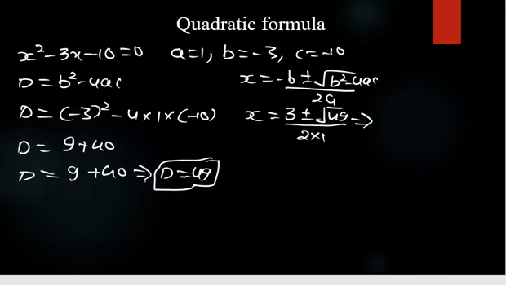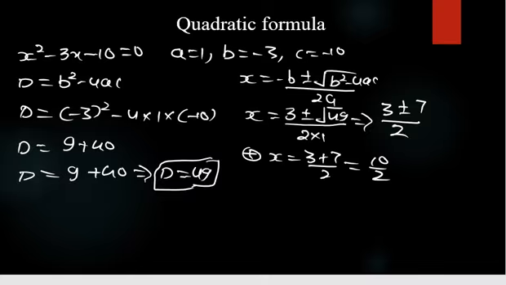So finally we'll get this equation: 3 plus minus root 49, which is 7, upon 2. Now we can get two distinct values. First we'll take the positive value and then the negative value. When we take the positive value, we'll get x is equal to 3 plus 7 by 2, or 10 by 2. Finally we will get the first value as 5.